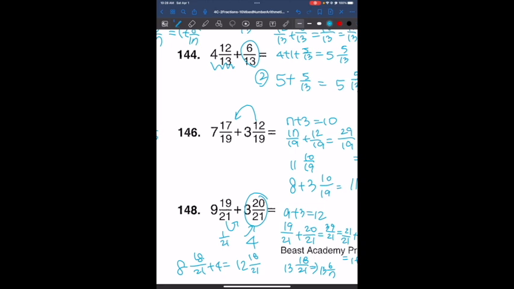Oh, so it's 9, not 8, sorry for the confusion. So it's going to be 9 and 18 over 21 plus 4. So that would be 13 and 18 over 21. So it would be 13 and, simplified, 6 over 7.